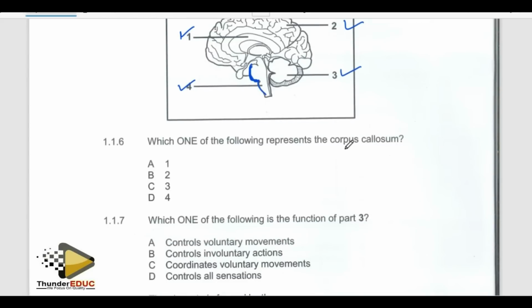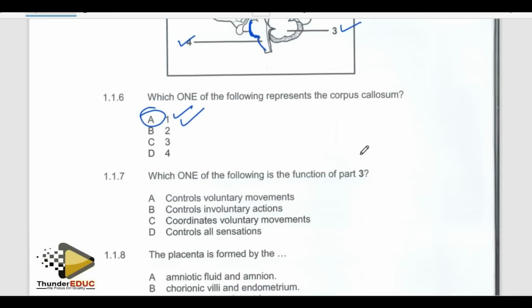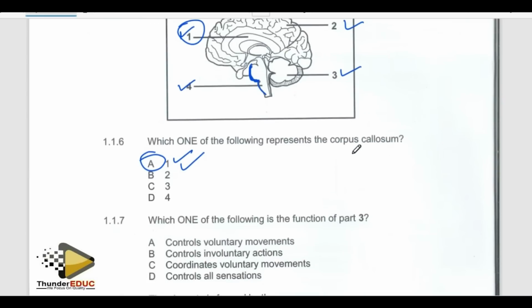All right. Which one of the following represents corpus callosum? Obviously we have said that 1 represents corpus callosum. So A is going to be the most correct answer in that regard. Then they are asking which one of the following is a function of part 3. Part 3 is what? Yes, we have seen that part 3 is the cerebellum. Cerebellum is responsible for coordination of voluntary movement. There is a confusion. I always tell my students that don't confuse coordination and control. It does not control voluntary movements. It coordinates voluntary movements.